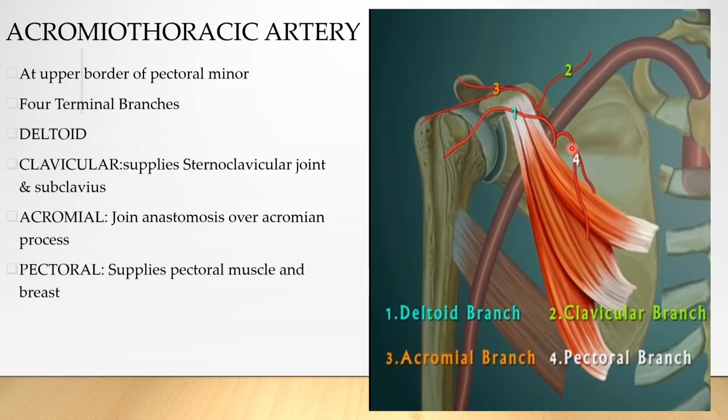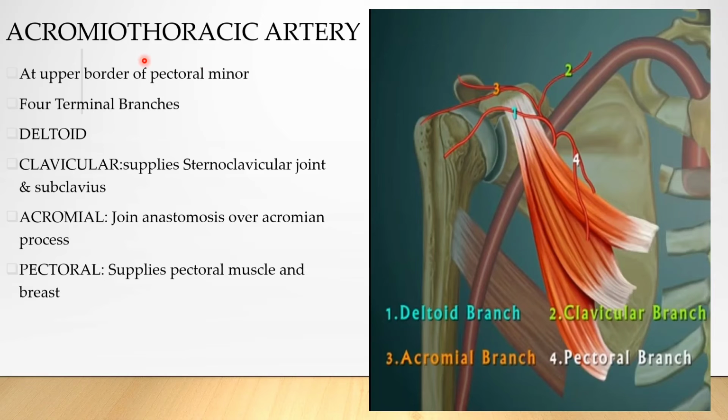It pierces the clavipectoral fascia and soon divides into 4 branches. Here, these branches. The first branch is the deltoid. It supplies the deltoid. The second branch is clavicular. It supplies the sternoclavicular joint and subclavius.